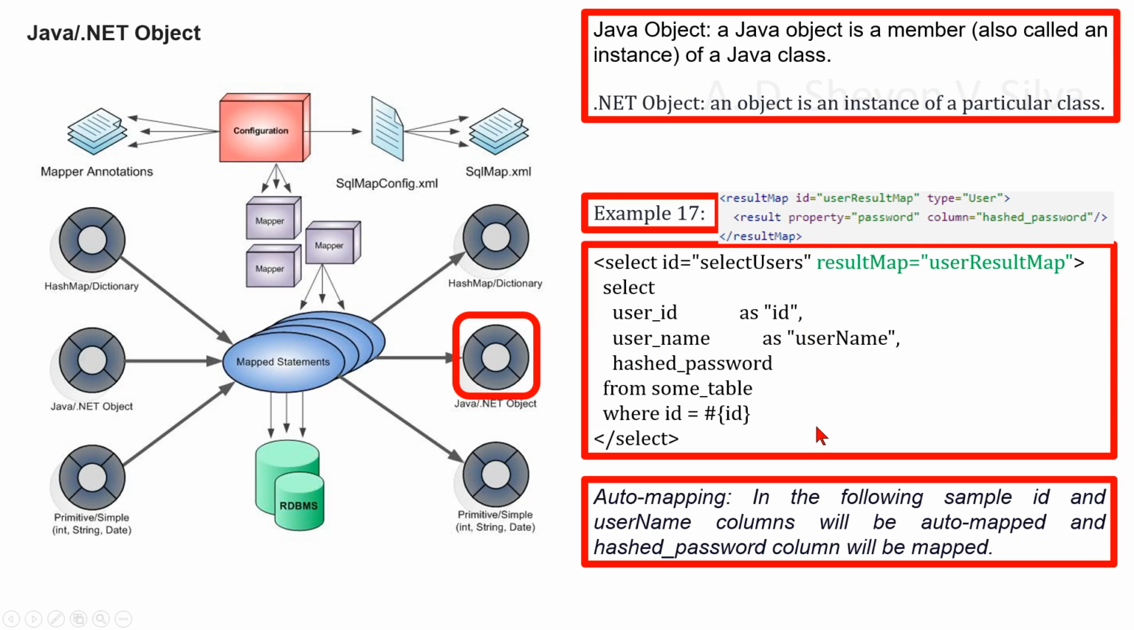Auto mapping works even when there is a specific result map. When this happens, for each result map, all columns that are present in the result set and have no manual mapping will be auto mapped. Manual mappings will be processed afterwards. In the following sample, the id and username columns will be auto mapped and the hashed_password column will be mapped.